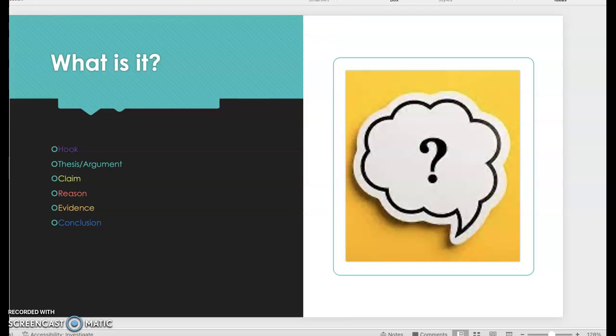Generally, when we look at an argument, we're going to find a hook, a thesis or overall argument, claim or claims, the reasons that the claims are true, evidence to support the reasons and claims, and a conclusion. So these are things we should be on the lookout for. We should have them in our own writing, and other authors should provide them for us.